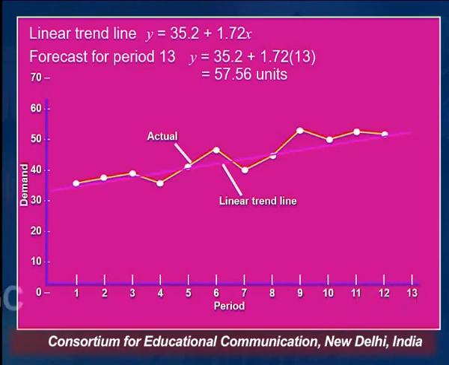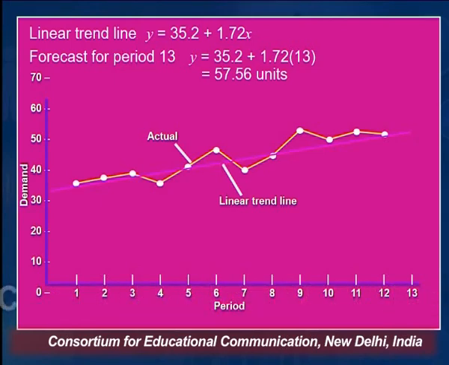So forecast for period 13th. Now you have 12 months, you say January to December. Now 13th month is again January. You want to calculate the demand for the period of January, that is 13th period. So simply you have to put y is equal to 35.2 plus 1.72 times, now x is 13th. So you have to just change the value of the x. So now you get the demand for the 13th period, that is January, which is 57.56 units.